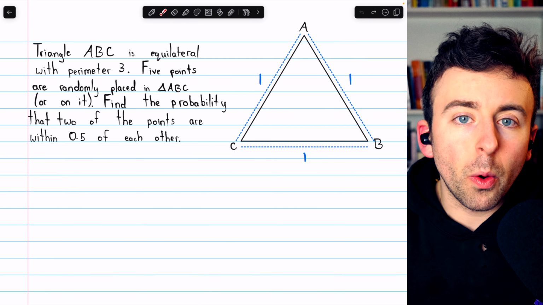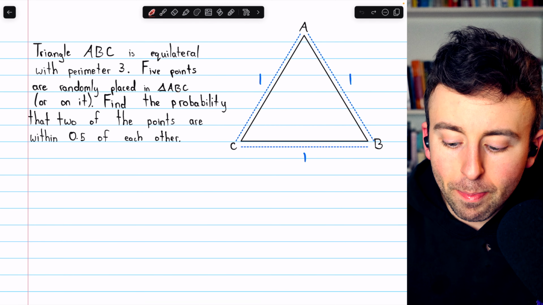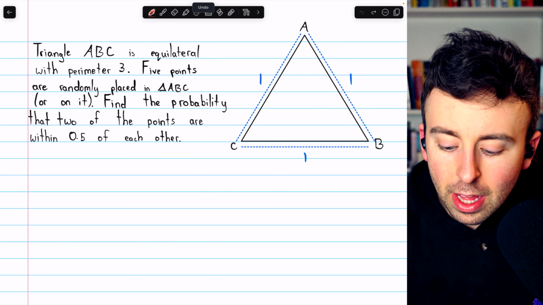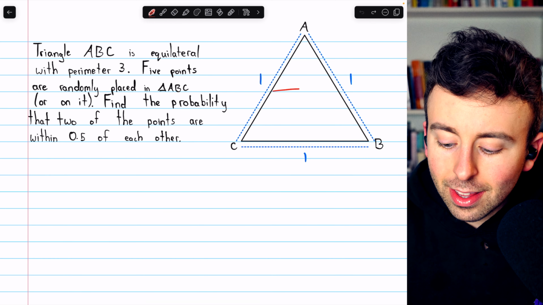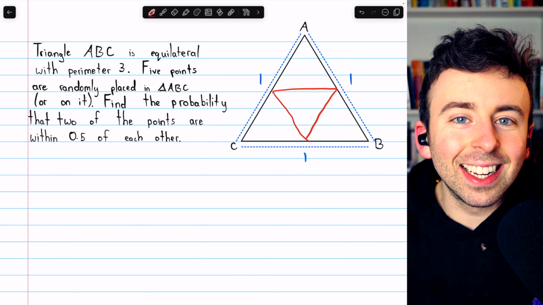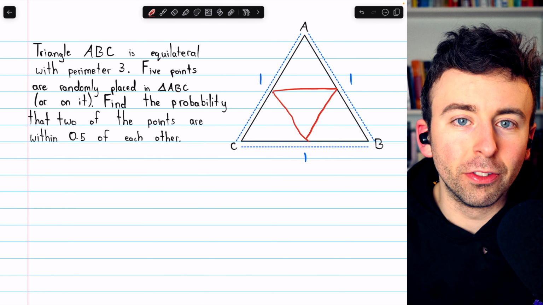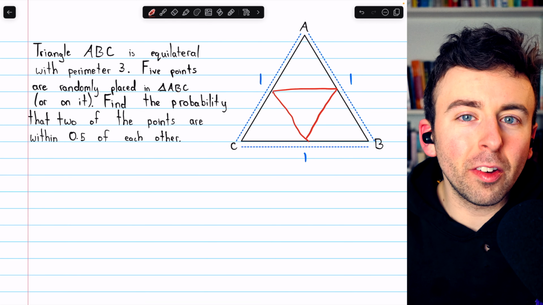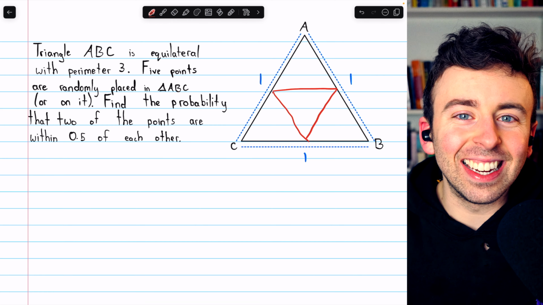The argument we're going to use involves the medians of the triangle. Those are the segments that connect the midpoints of the sides of the triangle. And we'll use the pigeonhole principle. So you can give it a try yourself with those hints if you like. Let's get into the solution.